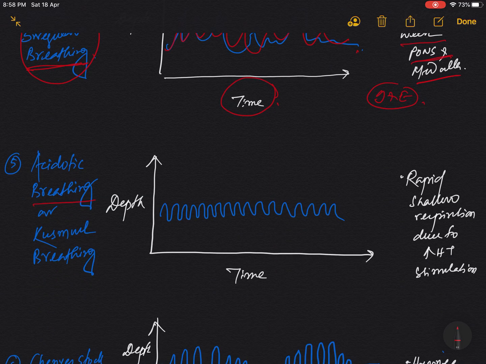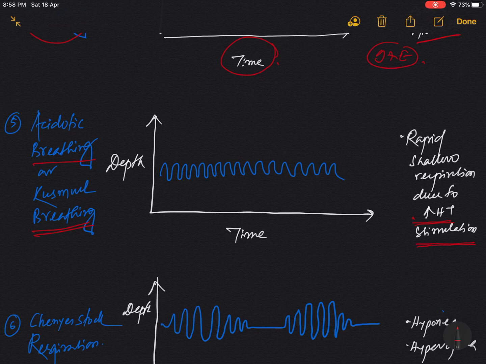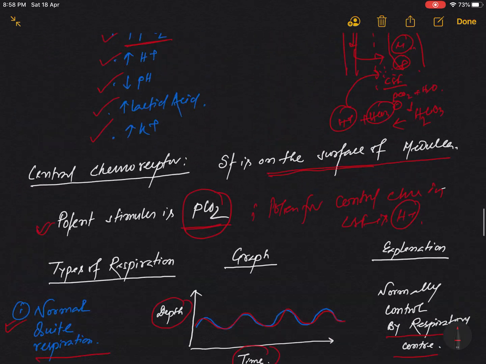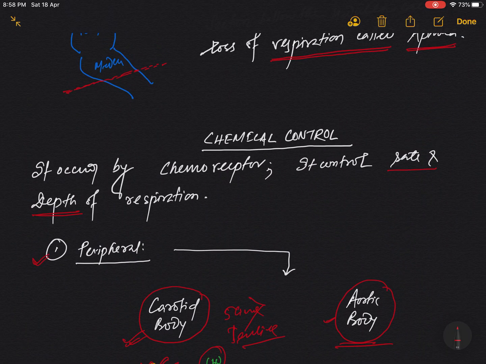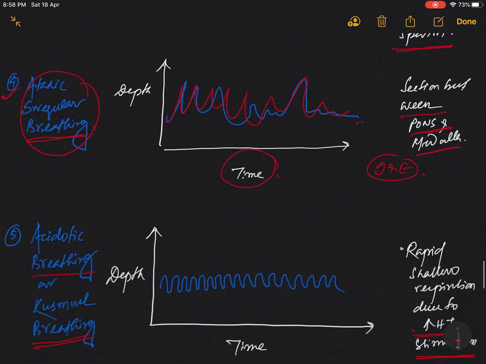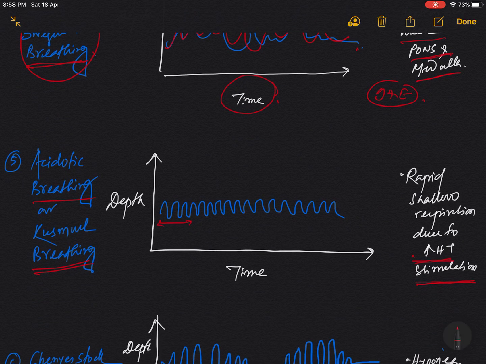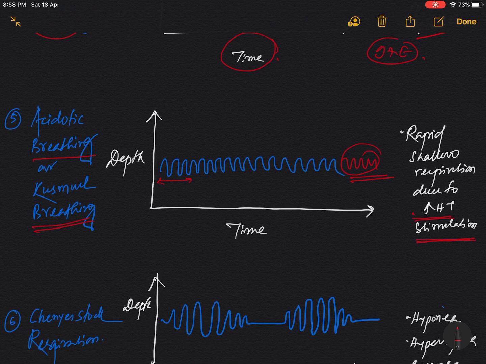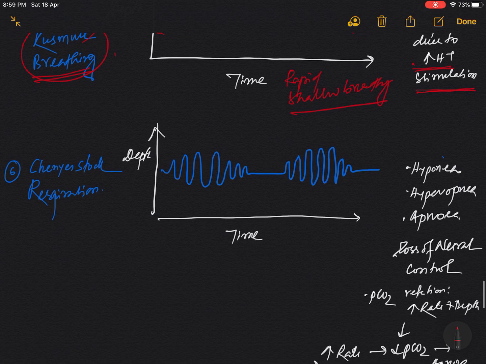The next pattern is acidotic breathing or Kussmaul breathing. During acidosis, there will be increased H plus concentration in our body fluid, in blood as well as in CSF. That will cause stimulation of the chemoreceptors, that is central as well as peripheral. That leads to increased rate and depth of respiration. So rate will be increased and the depth of respiration will be increased, that is called rapid deep breathing. It is also called Kussmaul's breathing.